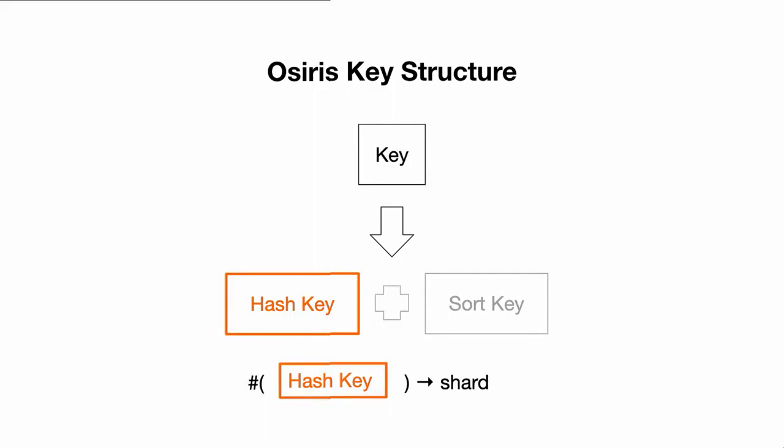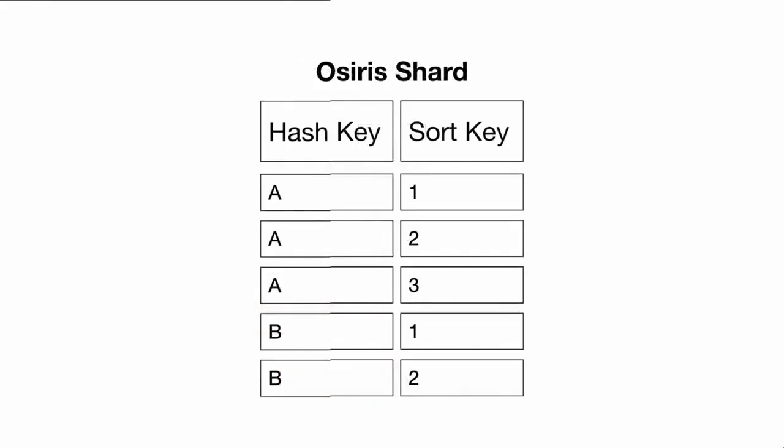But it doesn't actually add that to your key or modify it in any way. Osiris shard: a table with two columns, hash key A, B, B and sort key 1, 2, 3, 1, 2. This means that within your shard, Osiris can sort data on your original key. And the way Osiris sorts data is it sorts first on hash key and then on sort key. You can think of your key as a tuple of those or a concatenation of those.